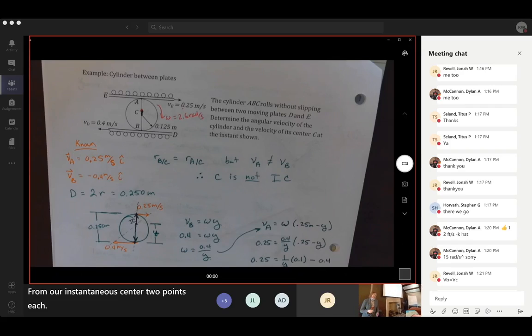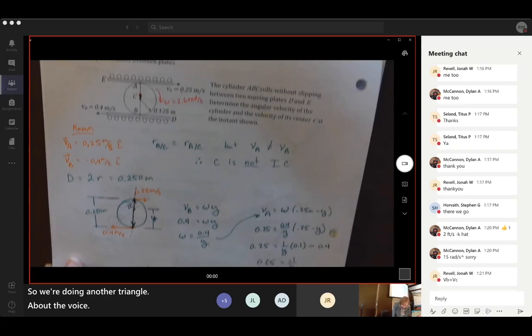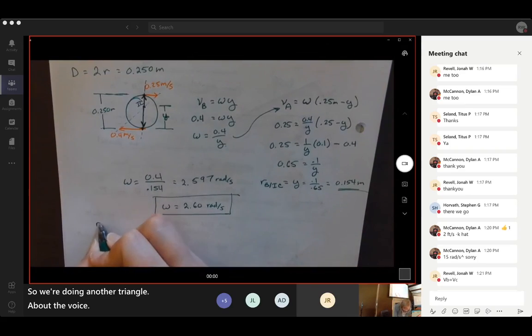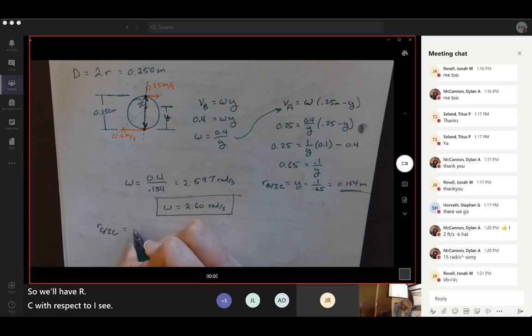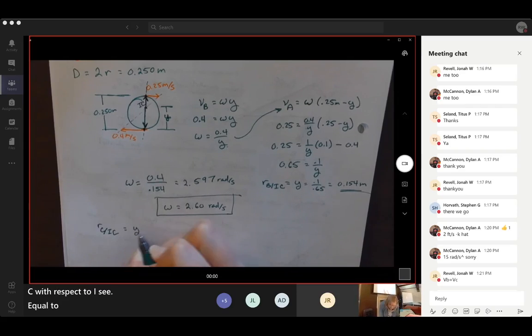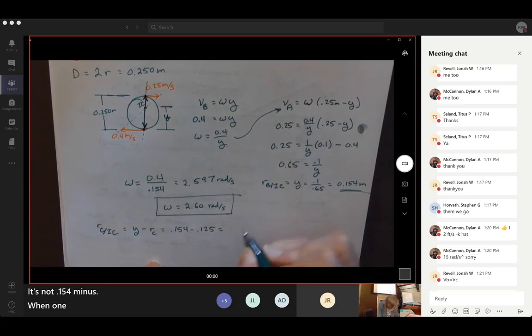So we are doing another triangle effectively. So we'll have RC with respect to IC equal to y minus the radius of the circle. So that's 0.154 minus 0.125, or 0.029 meters.